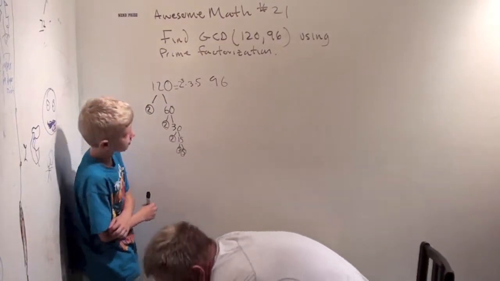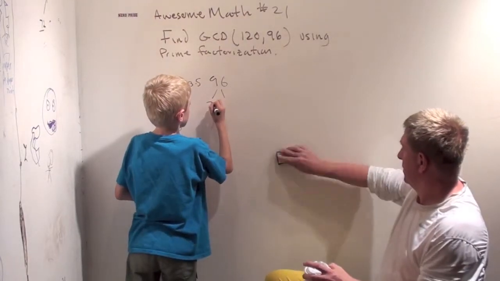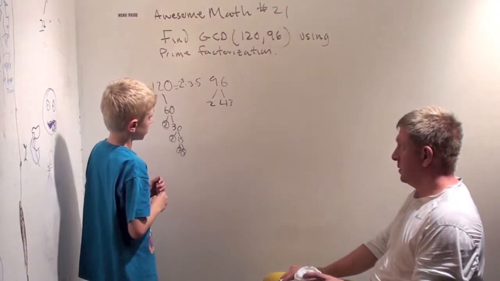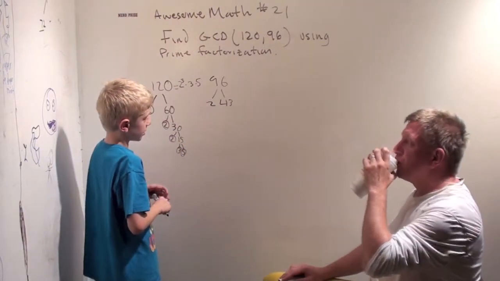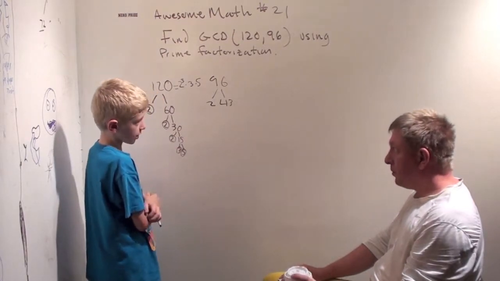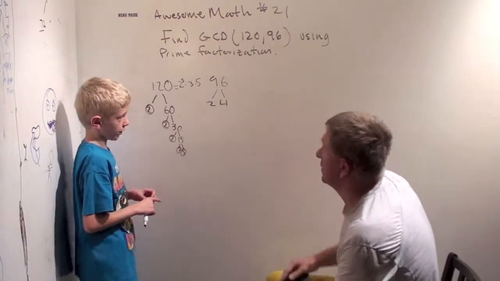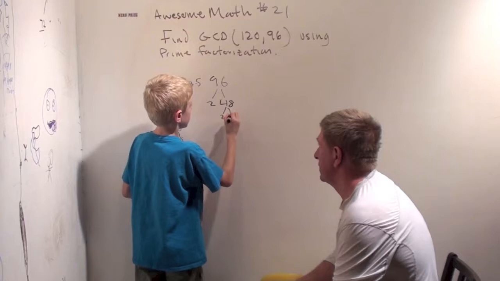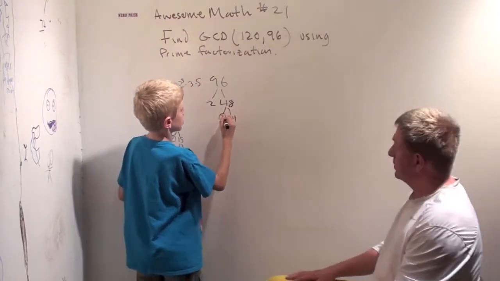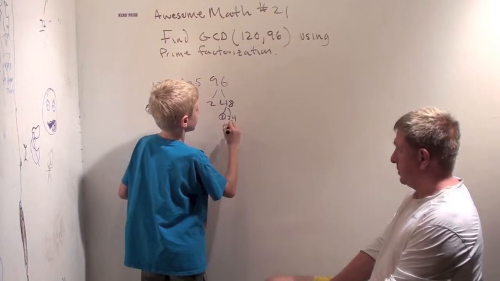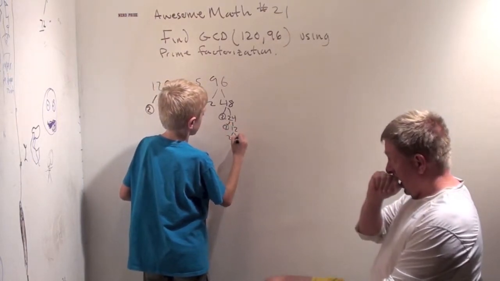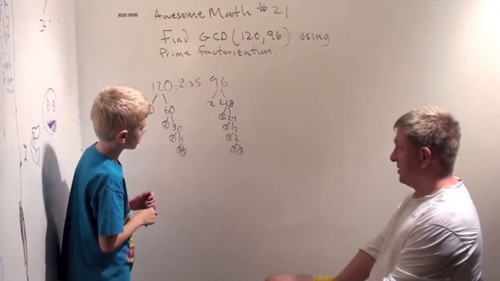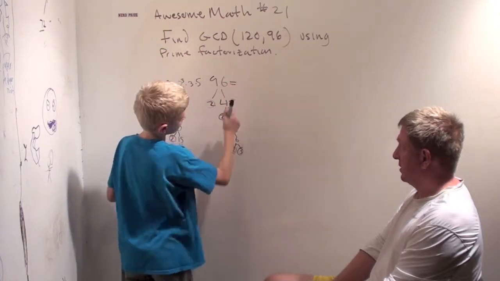Okay, now how are we going to factor 96? 96 is 2 times 48. Since 2 times 45 is 90. Then 48 is 2 times 24, 2 times 12, 2 times 6, which is 2 times 3. A lot of twos. So 96 is 2 to the 5th times 3.